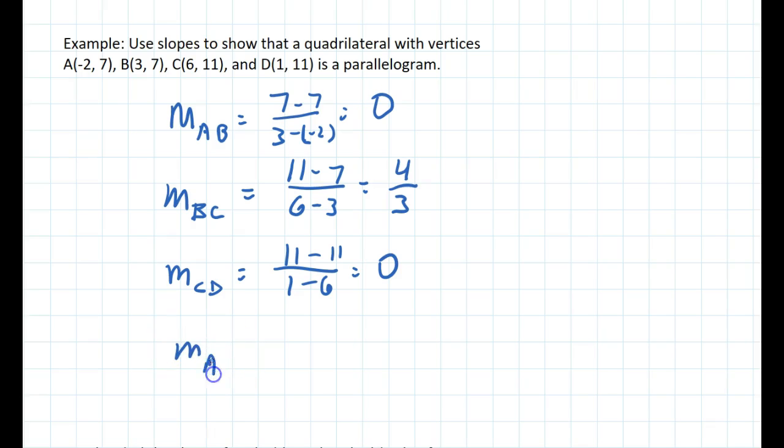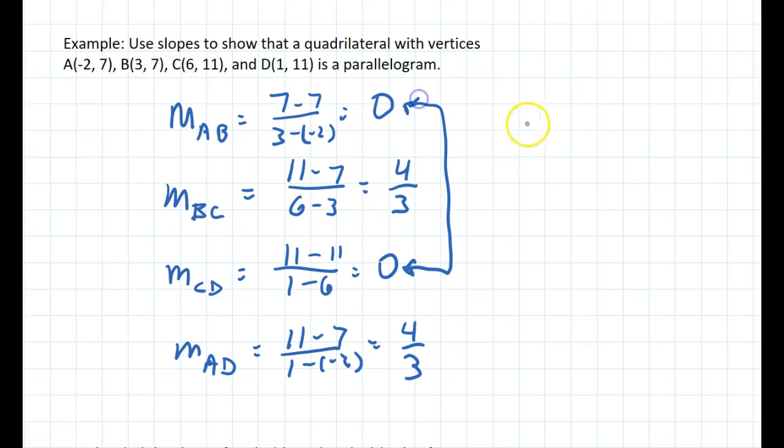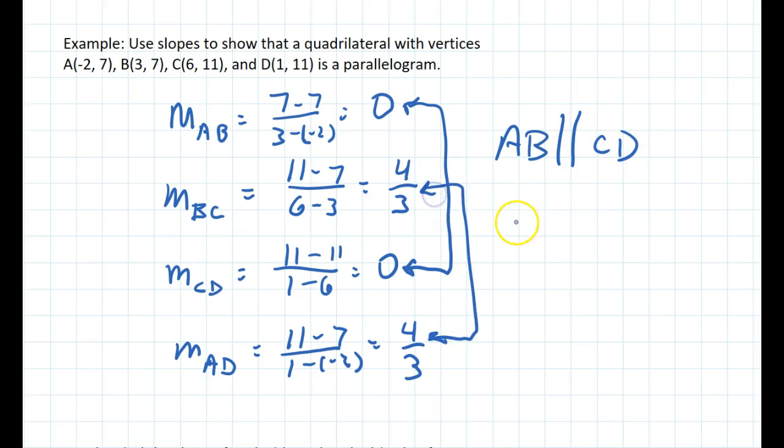And the slope from A to D is (11 minus 7) over (1 minus negative 2). That is 4 over 3. Now look, these two slopes are the same. That means AB is parallel to CD, and these two slopes are the same, which means that BC is parallel to AD. Since both pairs of opposite sides are parallel, ABCD is a parallelogram.